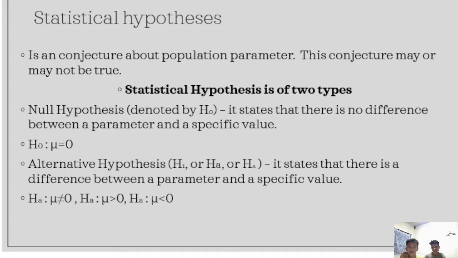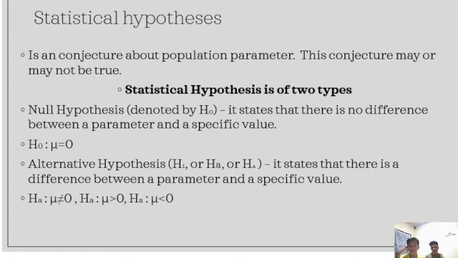The next one is the alternative hypothesis, denoted by H sub 1 or H sub A, or H sub capital A. It states that there is a difference between a parameter and a specific value. Ang lagi nating tandaan ay pag nabanggit ang null hypothesis ay laging may equal. Tapos doon sa alternative hypothesis naman ay merong pagbabago, which is nagkakaroon tayo ng inequalities sa mga equal signs. Ganun.